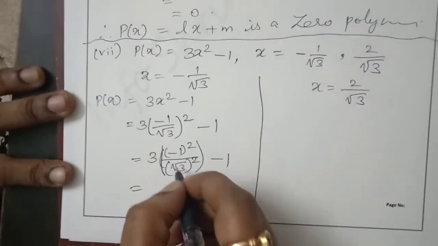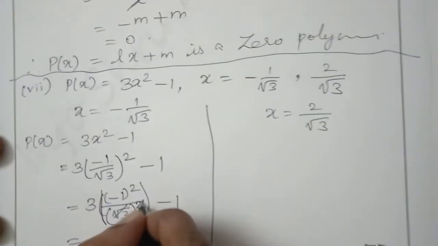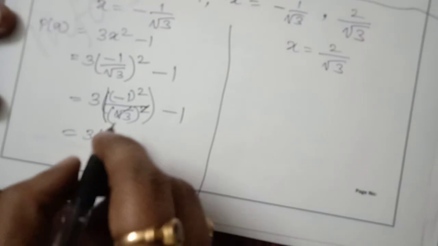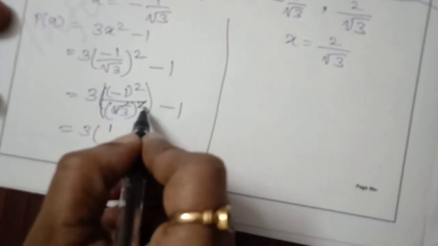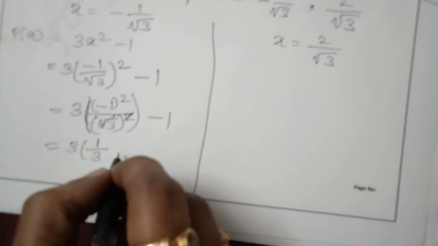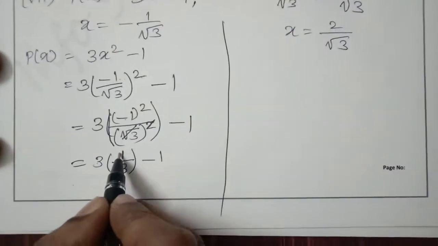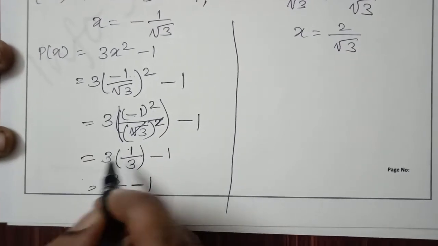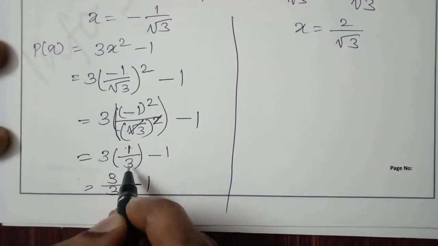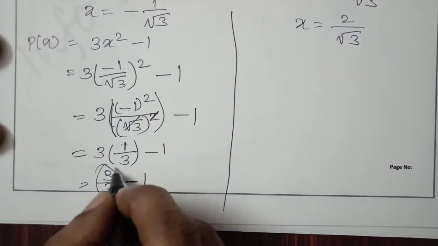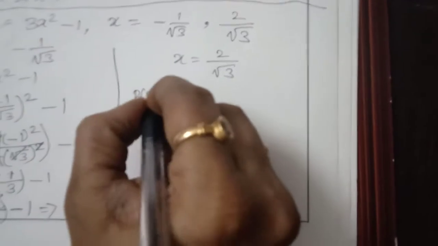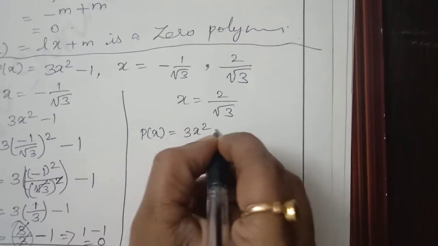Now here if you see, this root and this square will get cancelled. So it is 3 into minus 1 into minus 1 is plus 1. This root and square is getting cancelled, so it is 3 by 3 minus 1. So 3 by 3 is what? 1. Therefore 1 minus 1. Therefore it is 0. And here p of x is equal to 3x square minus 1.